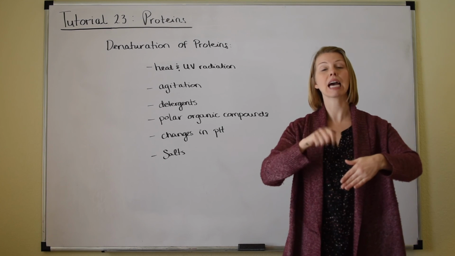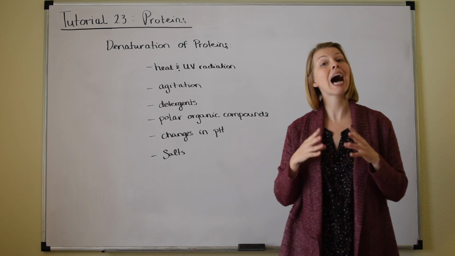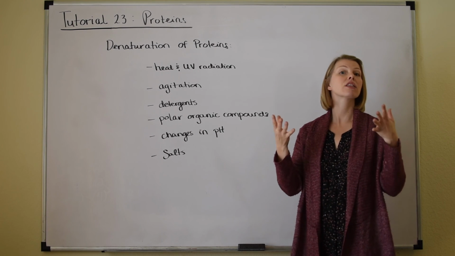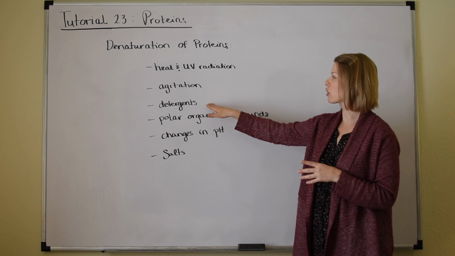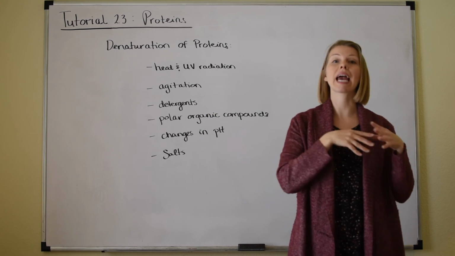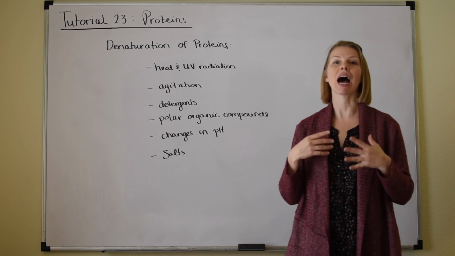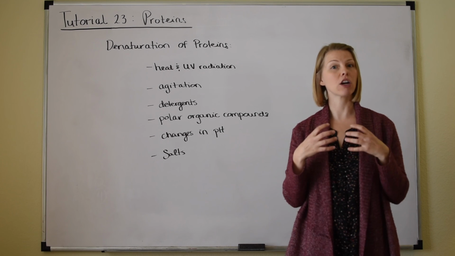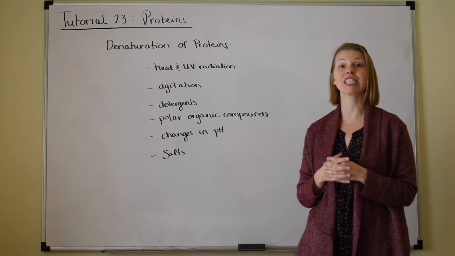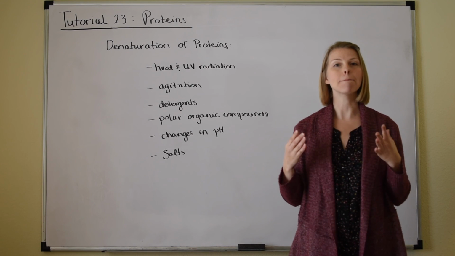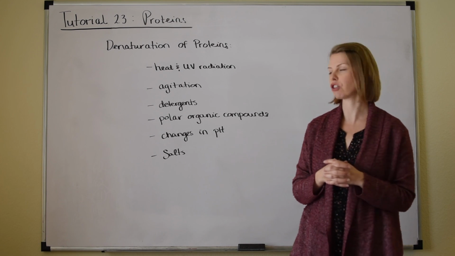Mechanical agitation, such as beating an egg white, introduces air bubbles into the protein. And these air bubbles will disrupt hydrophobic pockets that are stabilizing the tertiary and quaternary structure, again causing the protein to denature. Detergents have both hydrophobic and hydrophilic portions. The hydrophobic portions of detergents can interrupt the hydrophobic pockets that stabilize the tertiary and quaternary structure of a protein, therefore causing denaturization. Polar organic solvents such as ethanol will disrupt hydrogen bonding, which is crucial to the secondary, tertiary, and quaternary structure of a protein, thus again causing denaturization.